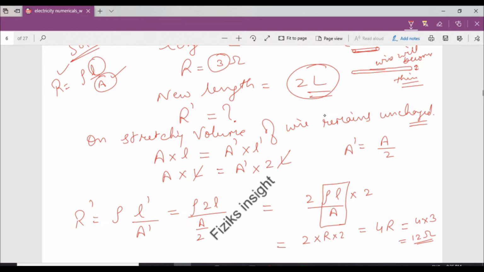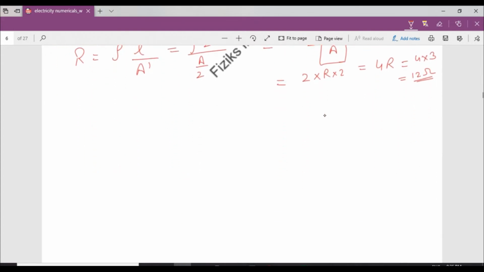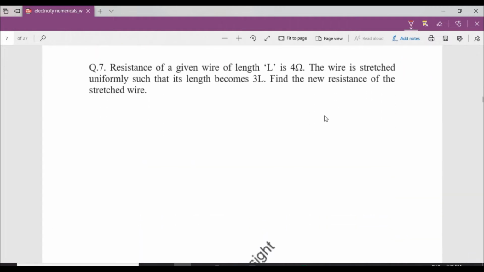Okay, so now proceeding to the next question. Resistance of a given wire of length L is 4 ohm. Again, the wire is stretched uniformly such that its length becomes 3L. Find the new resistance of the stretched wire. Exactly the same steps which we followed in the previous question, we will use here, as these questions based on the stretching of wire are important, so you should not leave these questions. Okay, so the original length comes out to be L.